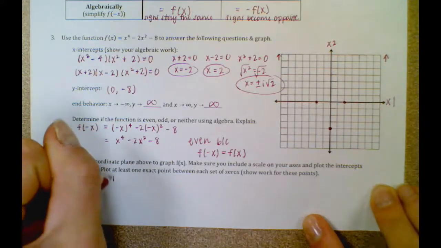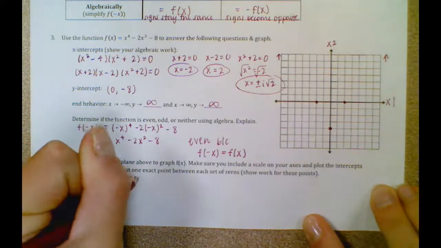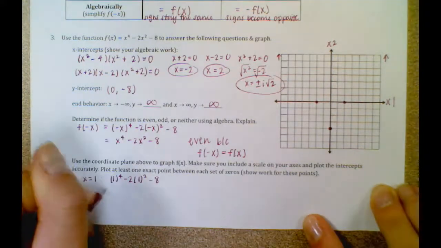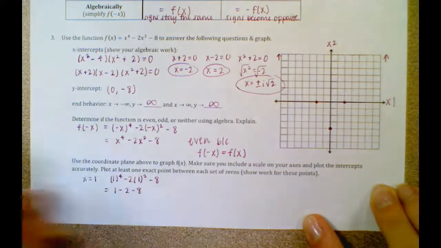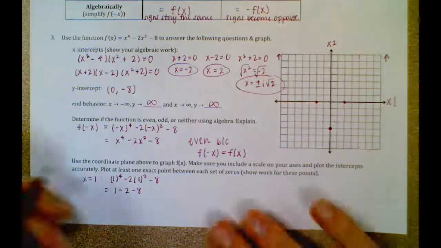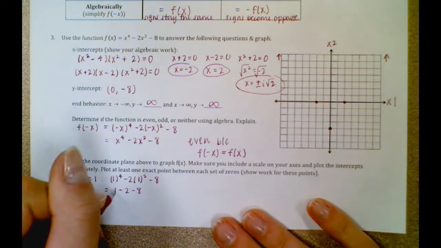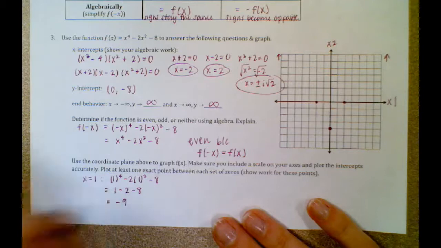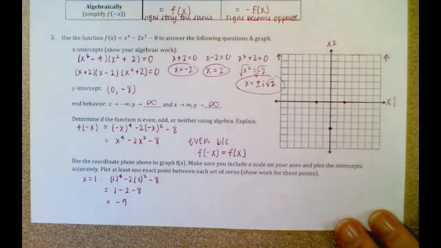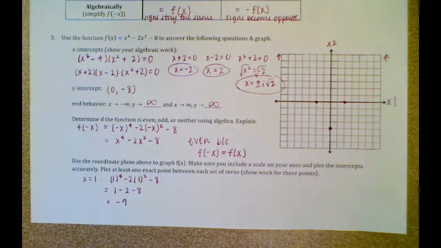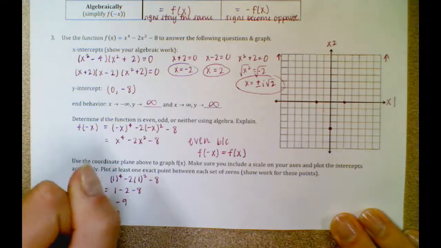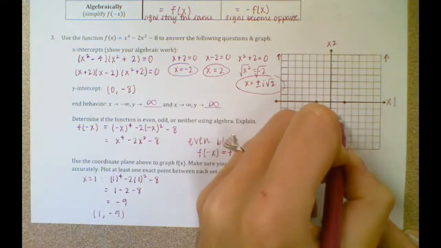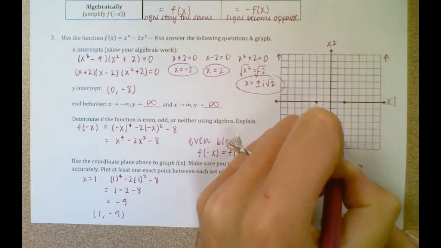So I'm going to do 1 to the 4th minus 2 times 1 squared minus 8. So that gives me 1 minus 2 minus 8, which is, let's see, negative 9, right? Negative 1 minus 8, negative 9. Okay, so I have a coordinate point at 1, negative 9. So 1, 2, 4, 6, 8, 9.